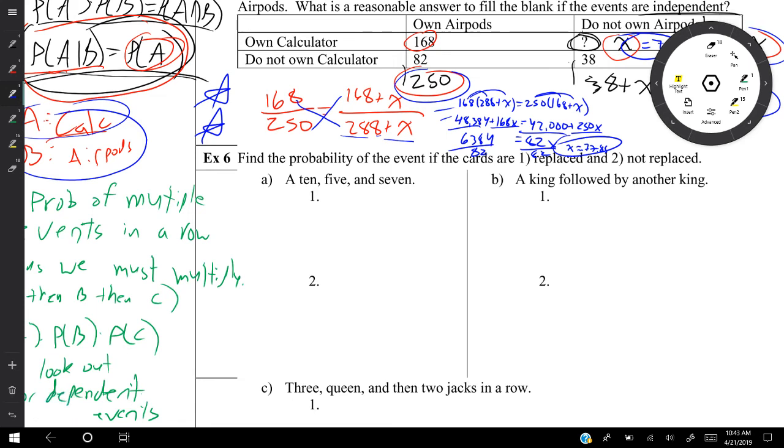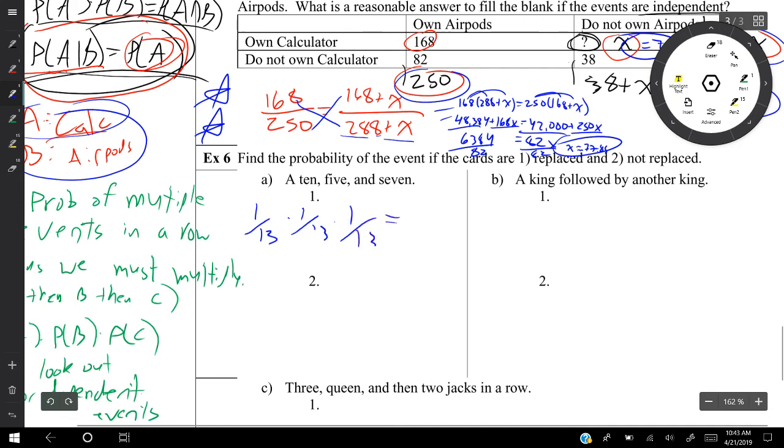If the cards are being replaced, the probability of a 10 is 4 out of 52, or 1/13th. The probability of a 5 is 4 out of 52, or 1/13th. And the probability of a 7 is 4 out of 52, or 1/13th. So the probability of that, then that, then that, just multiply the 3 together, and you get 1 over 2,197. Not very likely, right, for something so specific to happen. But what about if the cards aren't replaced? That's when it gets interesting.